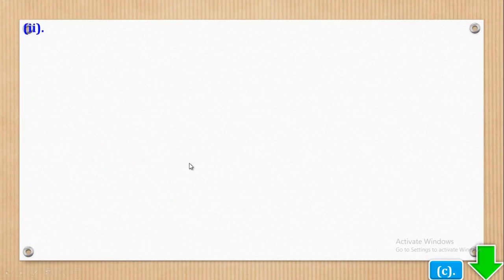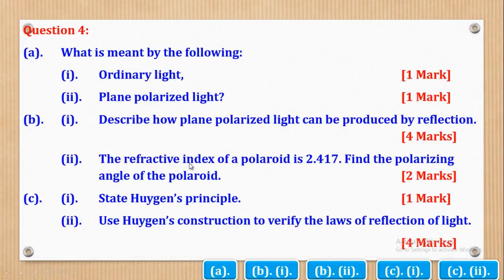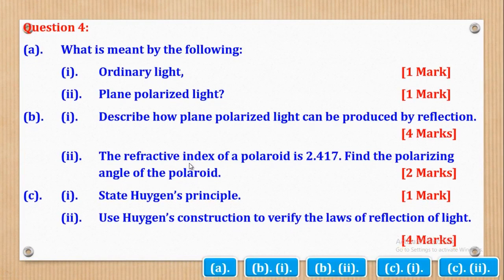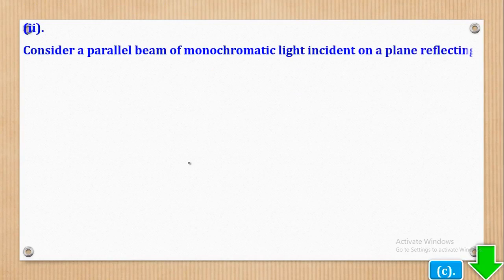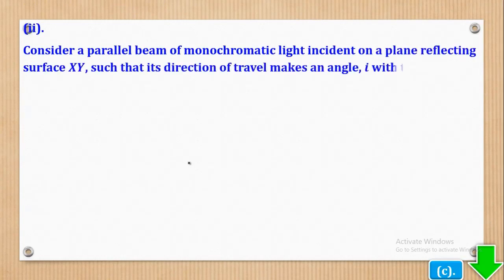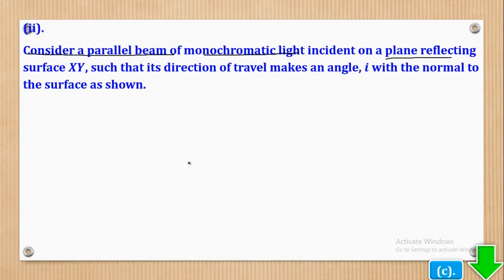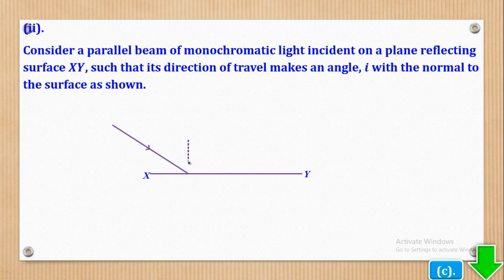So now we shall go to part C, Roman 2. Roman 2 says use Huygens construction to verify the laws of reflection of light. So we shall say that consider a parallel beam of monochromatic light incident on a plane reflecting surface xy such that its direction of travel makes an angle I with the normal to the surface as shown. So we need a diagram. There is xy, then we have a parallel beam which is reflected.